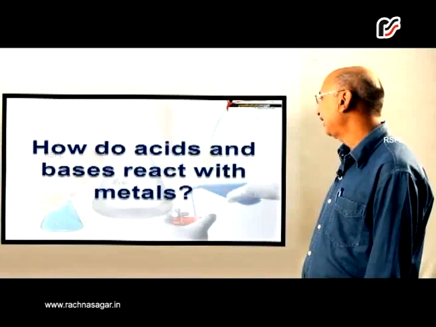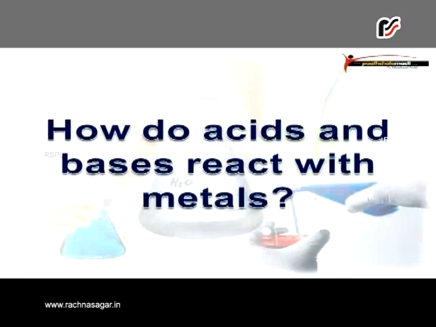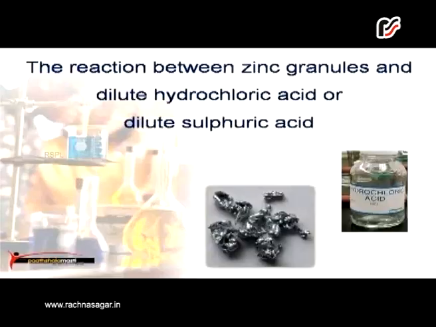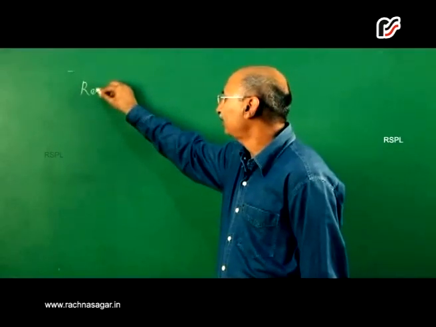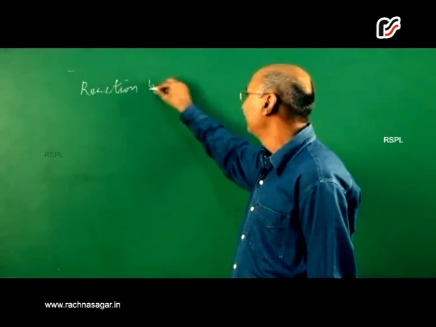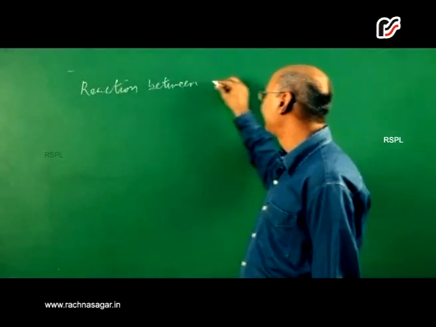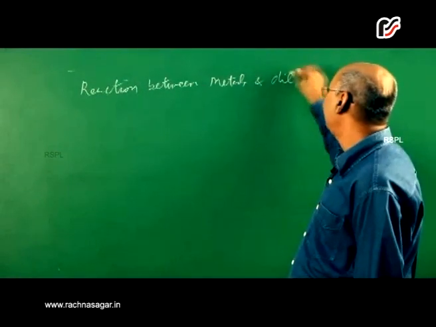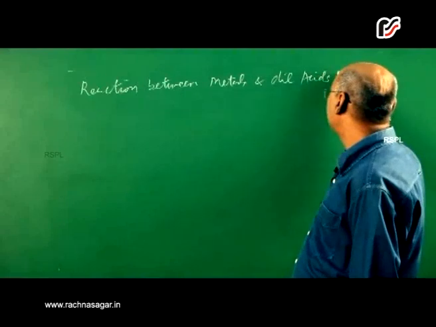Now we are going to demonstrate how acids and bases react with metals. Metals react with acids to liberate hydrogen gas, and some metals react with base to liberate hydrogen gas. The second demonstration is the reaction between zinc granules and dilute hydrochloric acid or dilute sulfuric acid. Now we are going to take up reaction between metal and dilute acids. Metals react with dilute acids to liberate hydrogen gas.